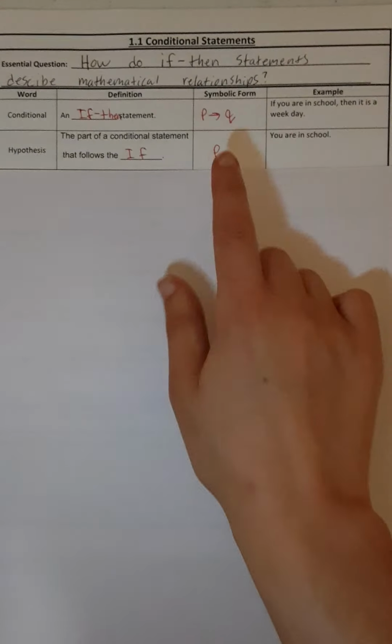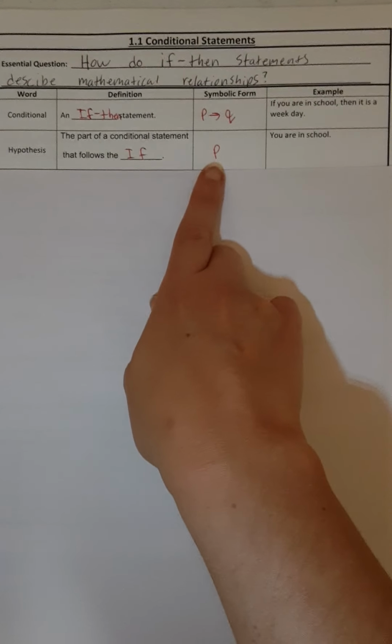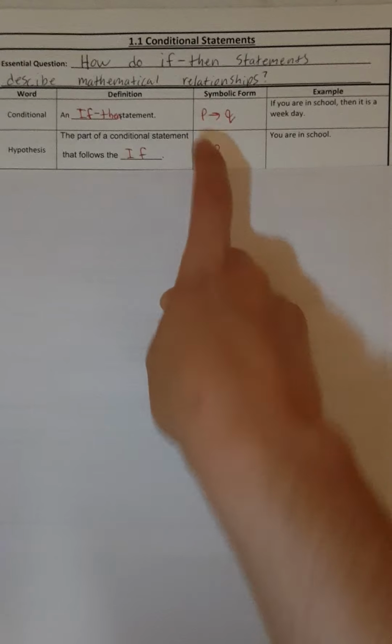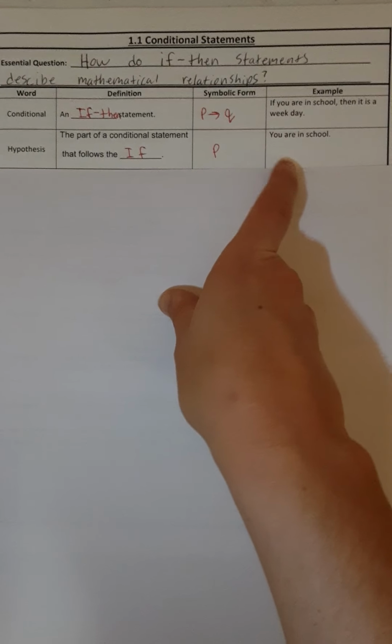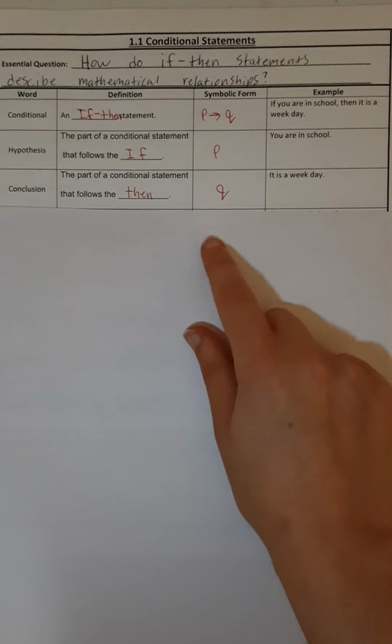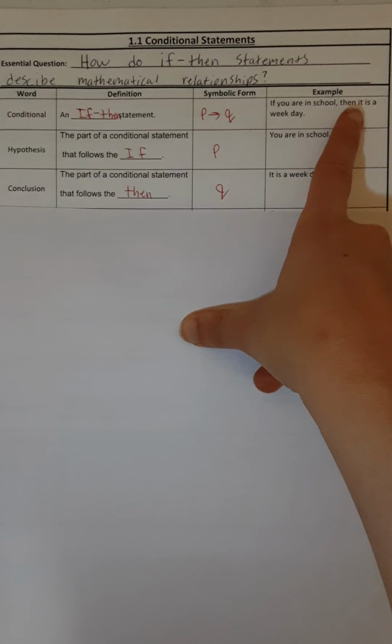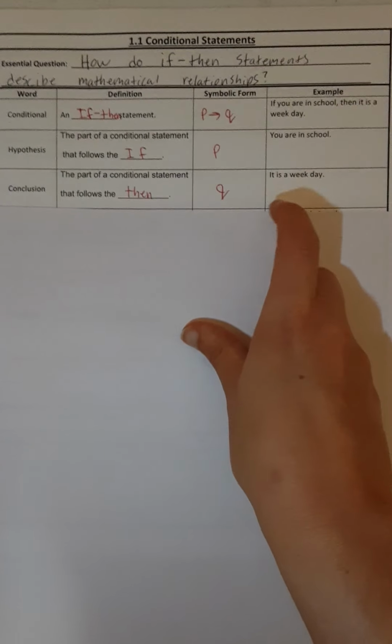The next definition is the hypothesis. The hypothesis is the part of the conditional statement that follows the if. So P, that's the first part. So if you are in school, you are in school, that's the hypothesis. Then the conclusion, the part of a conditional statement that follows the then. So Q in the notation, and after the then in this statement is, it is a weekday.